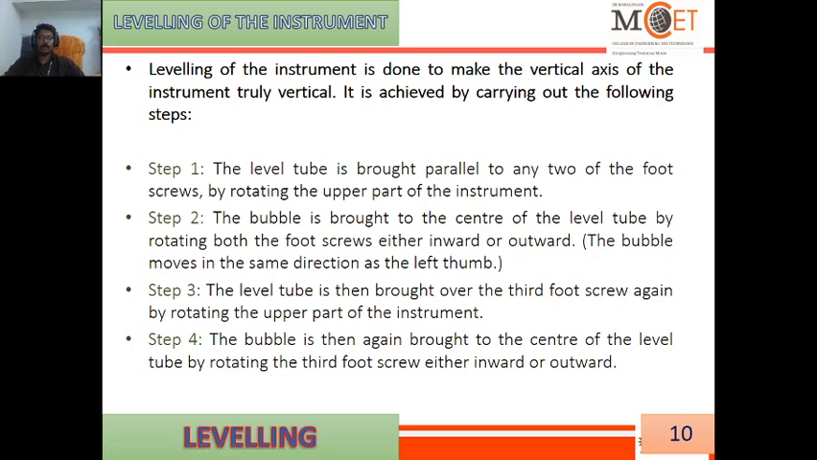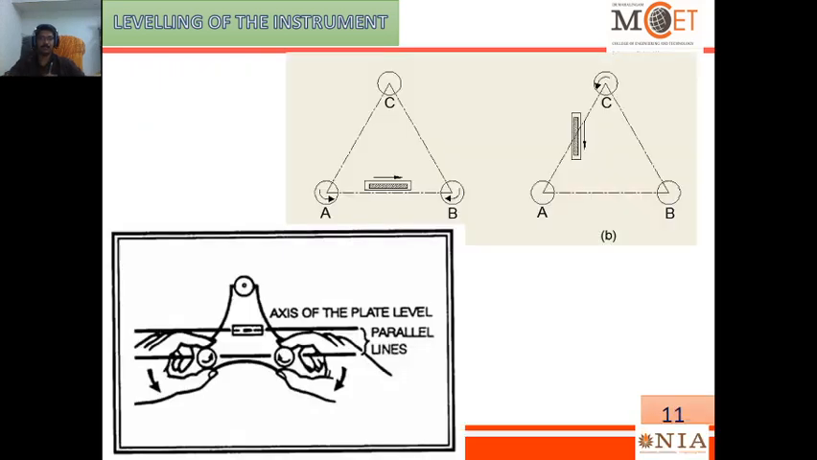So how the instrument is set over the tripod and how it is leveled, right? Here I have shown the procedure. I will try to explain with the picture also. You try to read this procedure by pausing it, or by seeing the picture, and come back here. Please read the procedure. Leveling of the instrument is done to make the vertical axis of the instrument truly vertical. It is achieved by carrying out the following steps. What are the steps? You read it. I will try to explain.